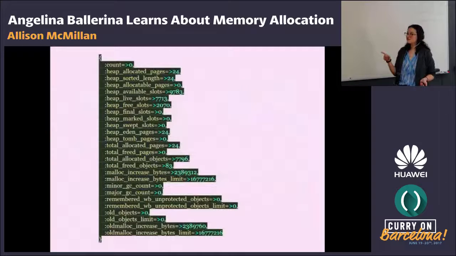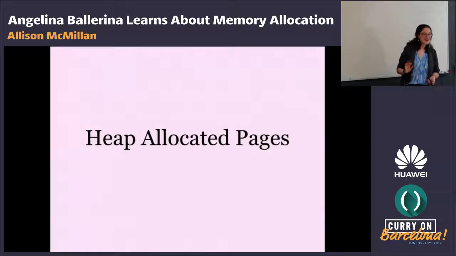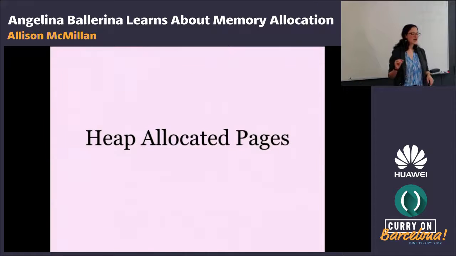So this is all of the information that you get when you run GC Stat, and I'm only going to highlight a few of these. I tried to highlight all of them, and the talk was really long. Heap allocated pages are how many pages are available for use in the heap. They might be filled, they might be empty. It's just the total number of pages.